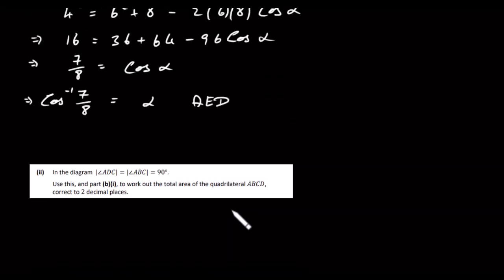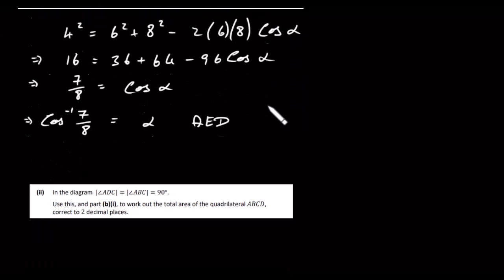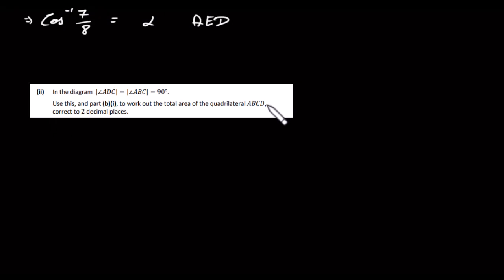In the diagram, the angle ADC is equal to ABC is equal to 90. So ADC and ABC are equal to 90. So in other words, these two angles here are 90 degrees. So that's a right angle triangle. This is a right angle triangle here. So let's have a look and see where we're going with this. Use this and part B2 to work out the total area of the quadrilateral ABCD correct to 2 decimal places.